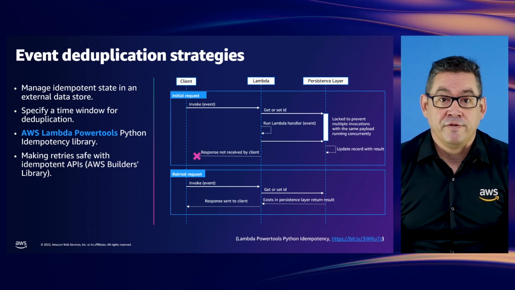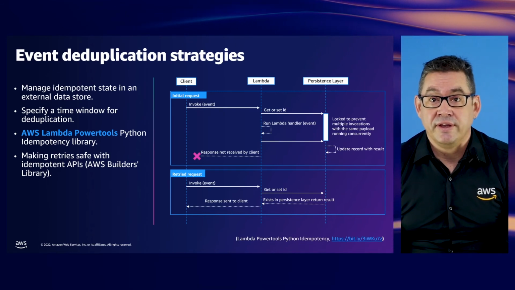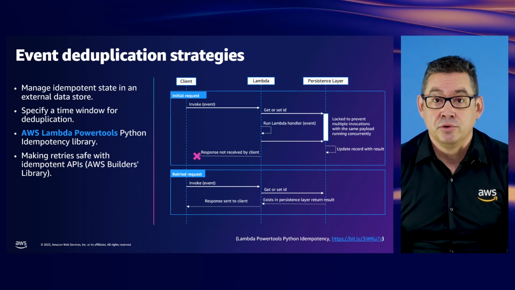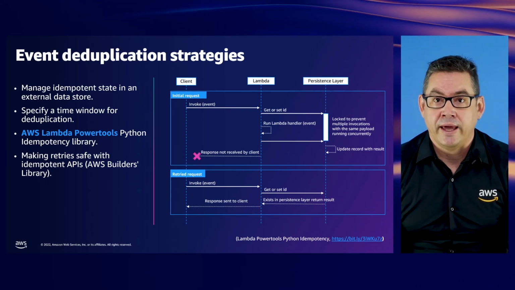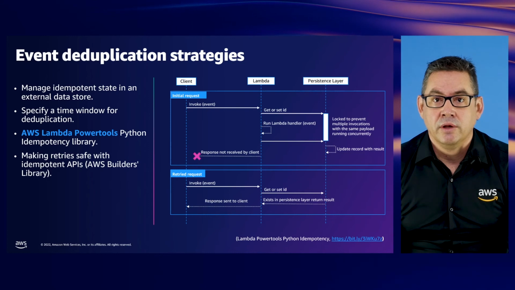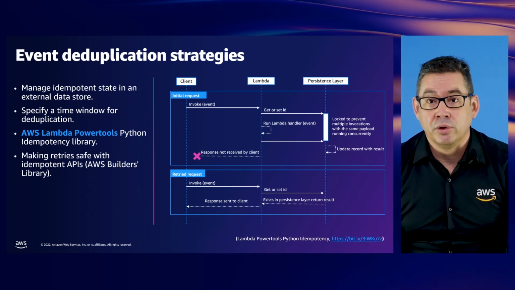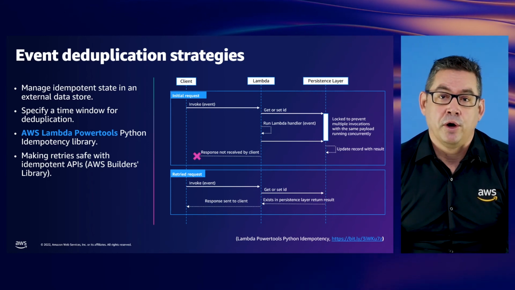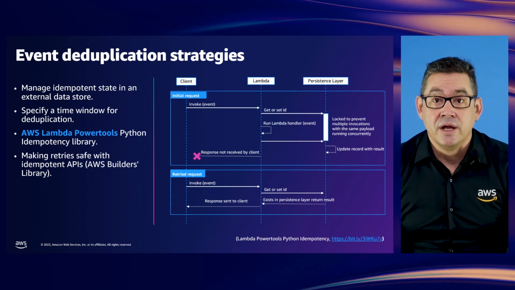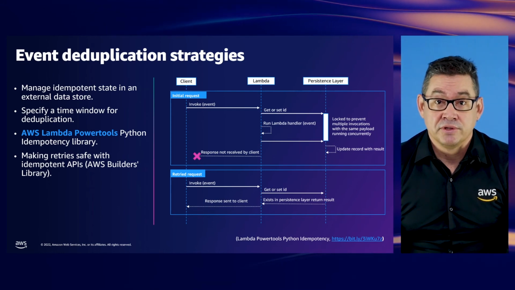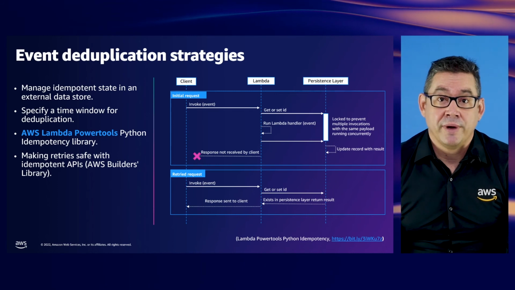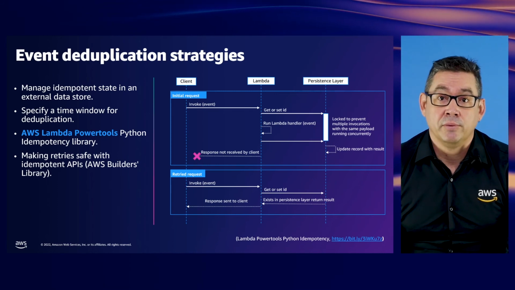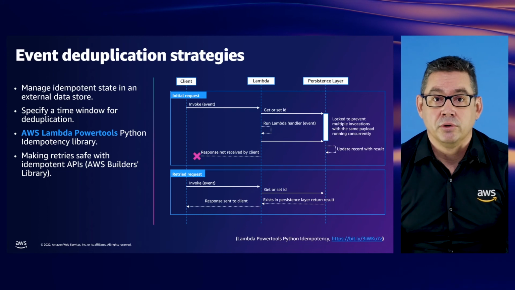This time, the Lambda function checks the data store, sees that the event has already been processed, and returns the stored result to the caller without handling the request. There is also another article that you can look at called Making Retries Safe with Idempotent APIs, which is available at the AWS Builders Library. This shares insights from AWS engineering teams on how to deal with idempotency, which I encourage you to look at.